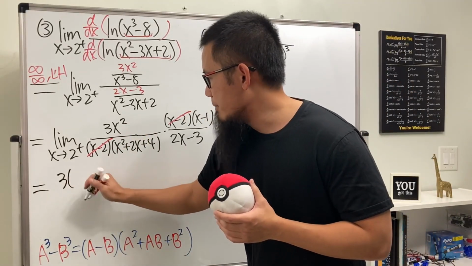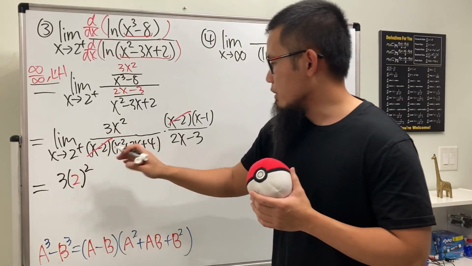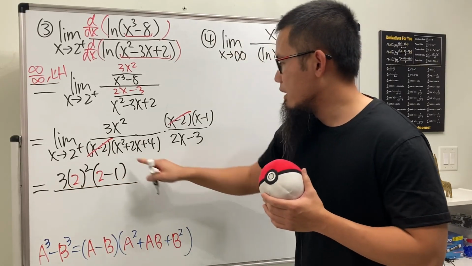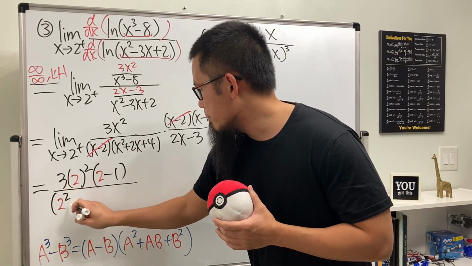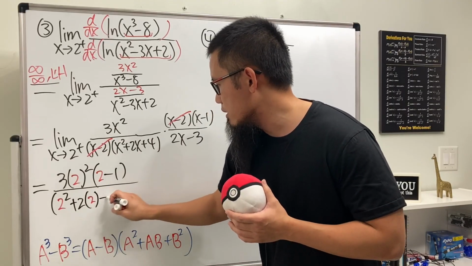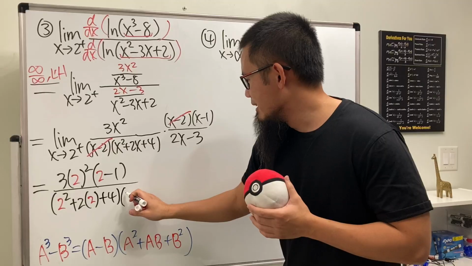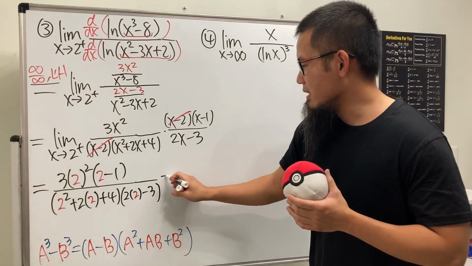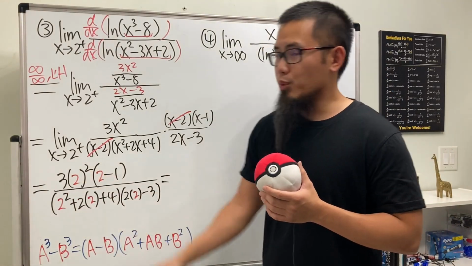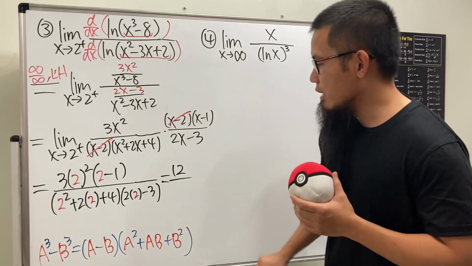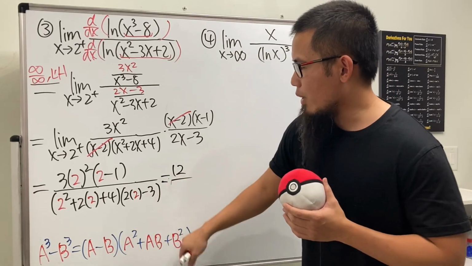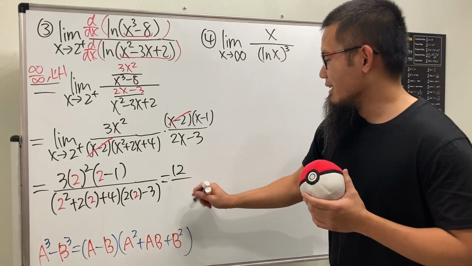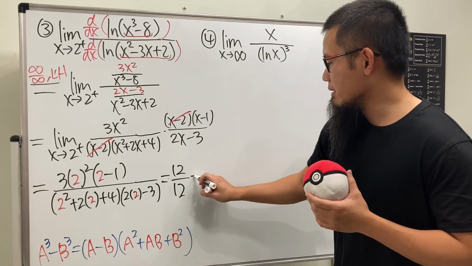So let me just write that down for you guys. We have 3 times, just plugging in 2 is okay. So we have that and then times 2 minus 1 over, and then here we get 2 squared plus 2 times 2 plus 4. And then 2 times 2 and then minus 3. Oh my god, it's a big number. Okay, let's see. On the top, this is 4 times 3, which is 12, and that's 1, so we just have 12 over, luckily here, this is also 1, so this is 4 plus 4 plus 4. You're kidding me. 12 over 12, so this is equal to 1.